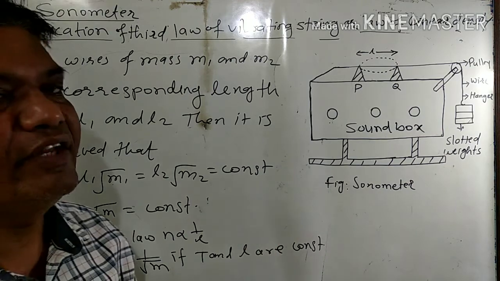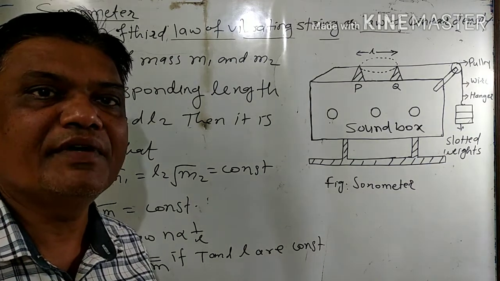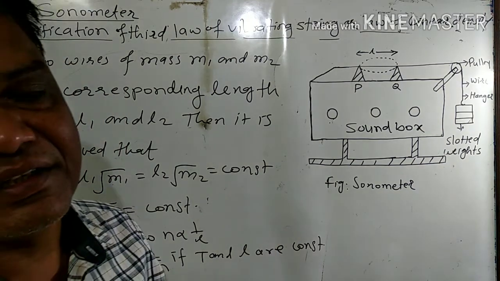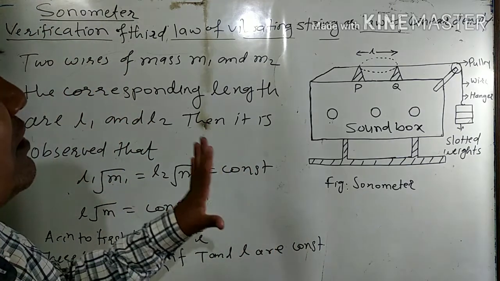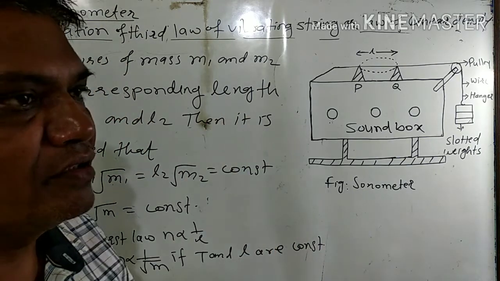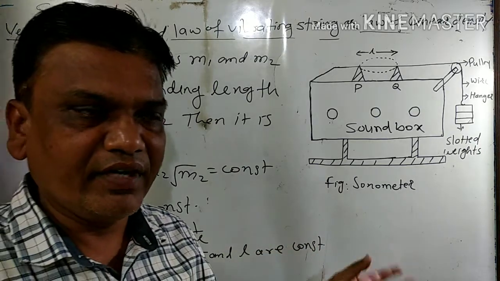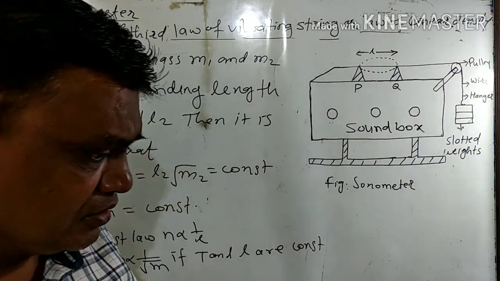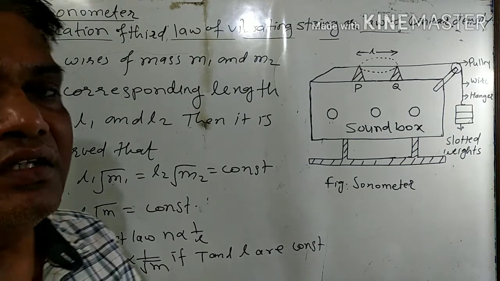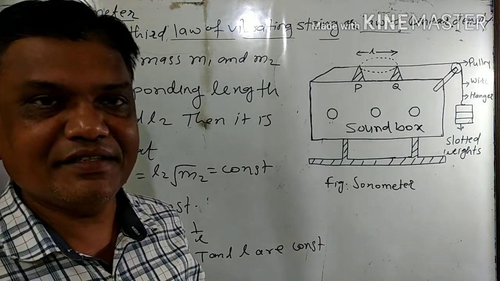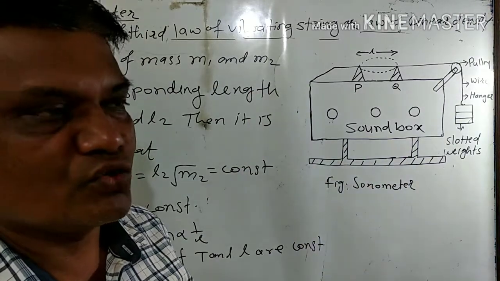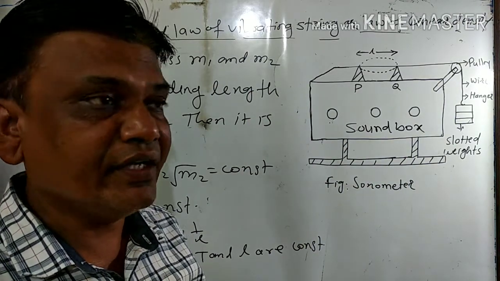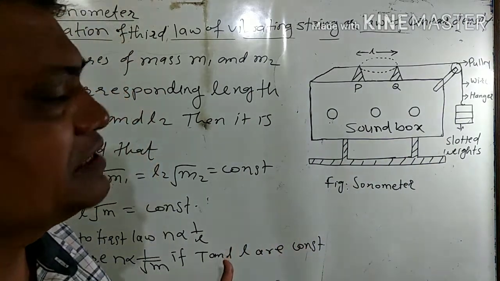So we can verify the first law of vibrating string, the second law, and the third law of vibrating string. So these are the three laws of vibrating string. What is the first law? Law of length. Second, law of tension. Third, law of linear density. By using a sonometer. It is very, very clear and very, very easy.